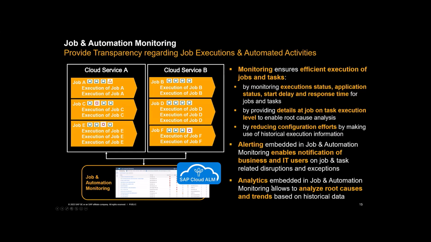Alerting is embedded. So this means you can also get alerted if a job fails or if a job takes too much time or has a start delay, or if, for instance, one of your robots is not available anymore, then you can also get alerted. And also analytics is embedded. This means we can also show you the history of your executions of jobs or automation tasks. So also quite powerful capability. We do this as a cross-cloud service. This means we have enabled all our clouds, or a lot of our cloud services, to get this data retrieved.